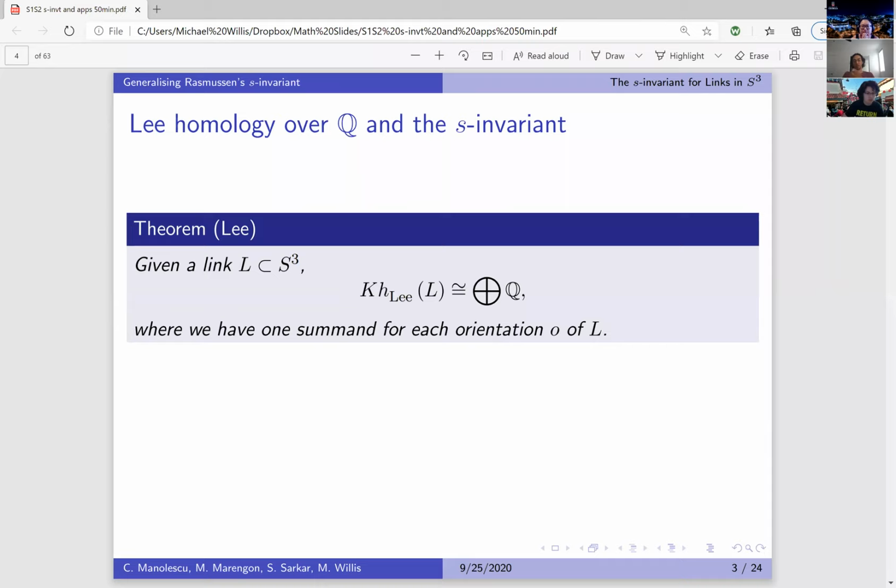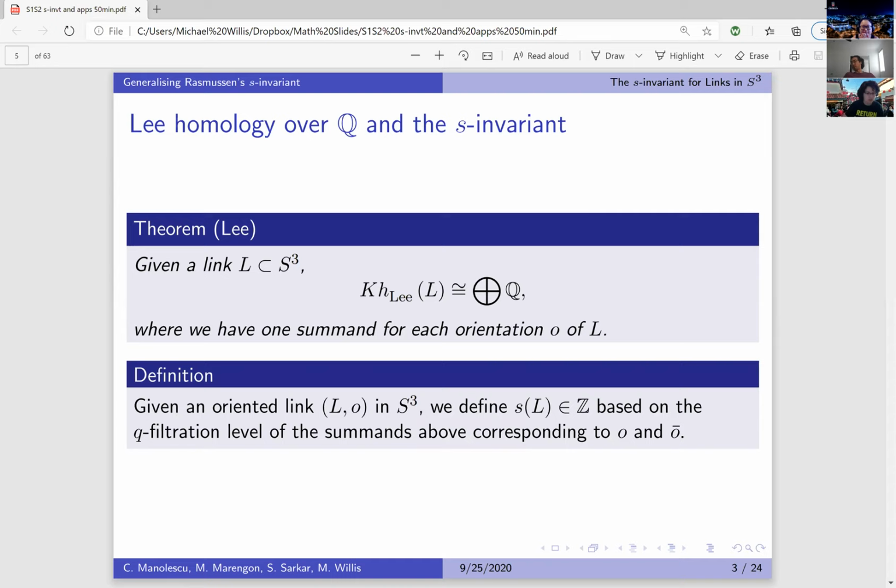Okay, so that makes it sound really boring and sad, but of course, you didn't just have a chain complex, you had this filtered complex. So it's the filtration levels that actually carry the interesting information. Here's a definition. If you have an oriented link in the three sphere, you can define this s-invariant, s of L, an integer. Without writing the definition totally out, it's based on the Q filtration level of the summands, particularly the summands corresponding to the orientation you started with and the opposite orientation.